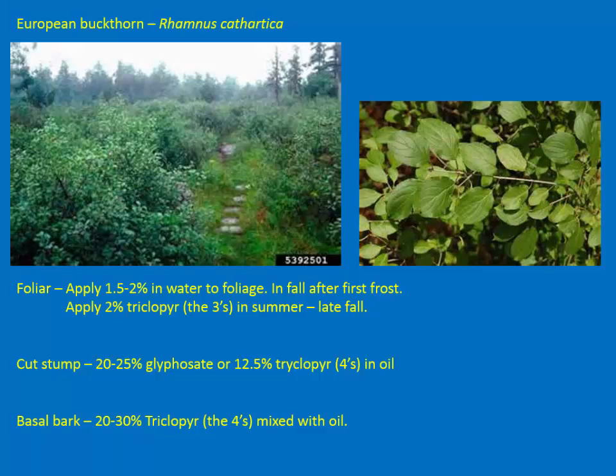1.5 to 2% glyphosate in water to the foliage is good. And buckthorn's an easy one too. It's one of those that holds its leaves until almost after the first snow, so you can really hammer it while the natives are gone. You can also do triclopyr in water. Cut stump is 20 to 25% glyphosate, or 12.5% triclopyr in oil.